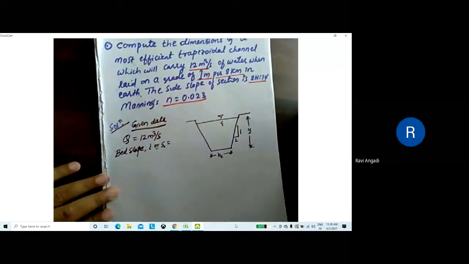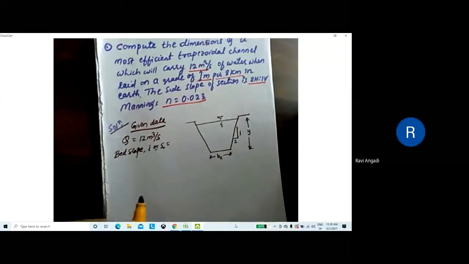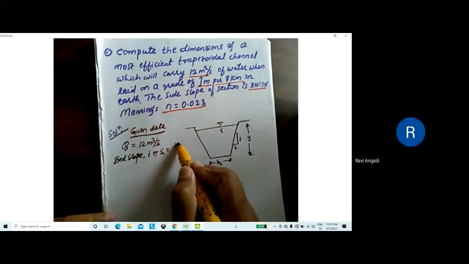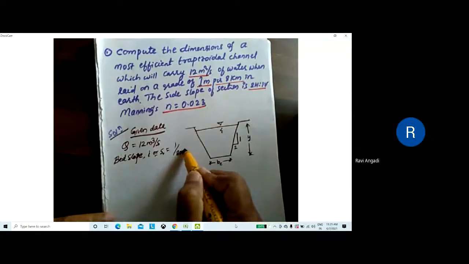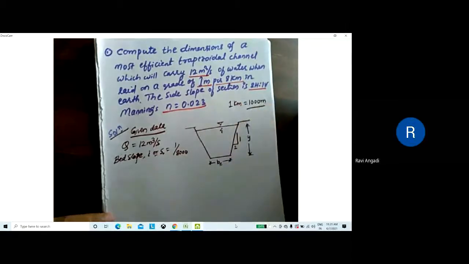What is the bed slope given? You read the problem. 1 in 8 kilometers. Yes, 1 divided by 8,000, correct? Because 1 kilometer equals how many meters? 1000 meters. So it's given 1 in 8,000 means 1 in 8,000 meters, correct?